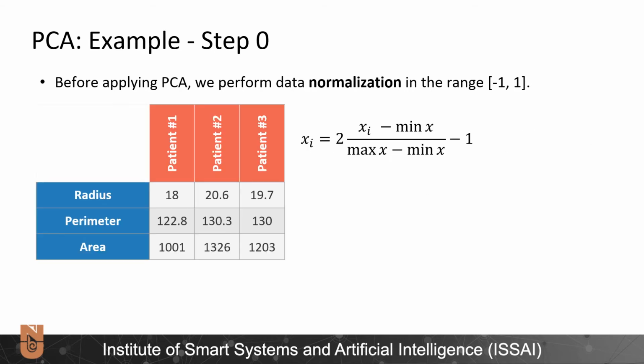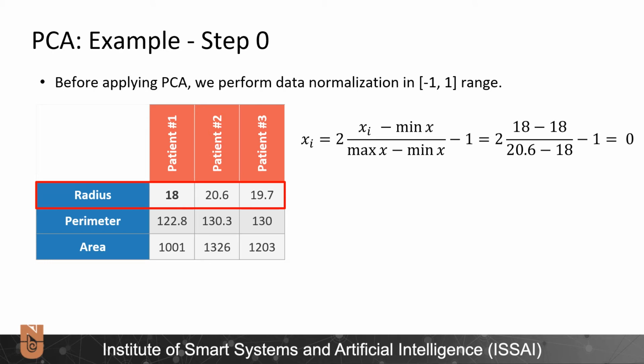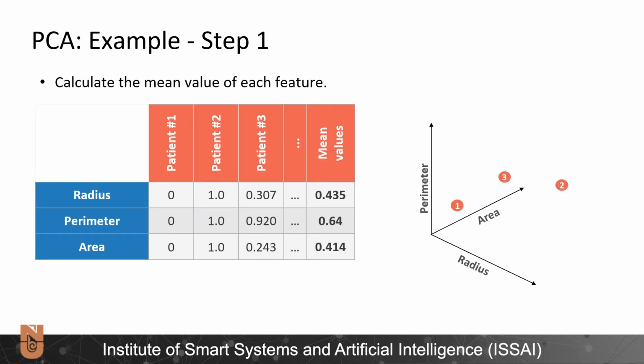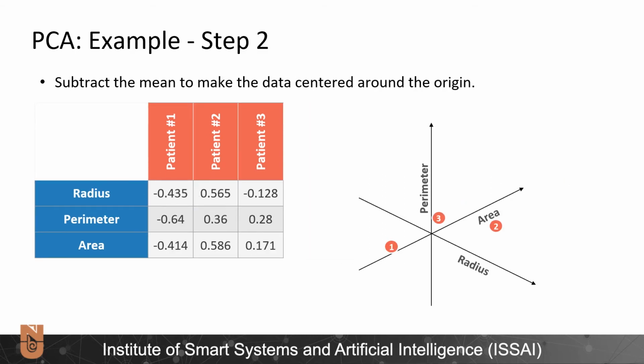Let's see an example of normalizing the radius feature. Specifically, let's derive the normalized value for the first patient. Now, its new value is equal to 0. After applying the same procedure for all values, we get the normalized data. The next step is to calculate the mean value of each feature and then subtract the mean to make the data centered around the origin.